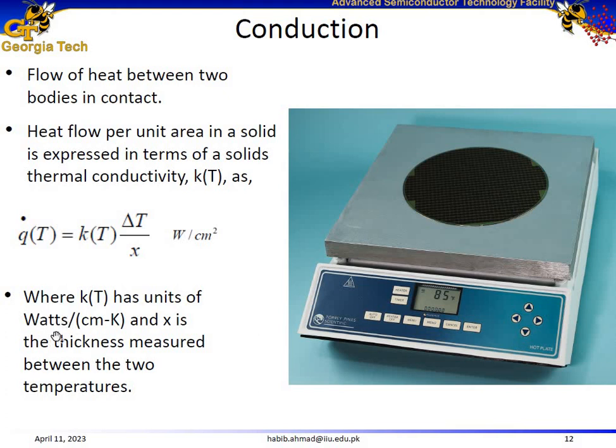So for high power devices especially, we want KFT to have a higher value, and materials like gallium nitride and aluminum nitride have high thermal conductivity as compared to silicon. So KFT, which is thermal conductivity in watts per centimeter Kelvin, times delta T, which is the change in temperature, divided by X, which is the thickness measured between the two temperatures. And the unit of heat flow per unit area is watt per centimeter square.